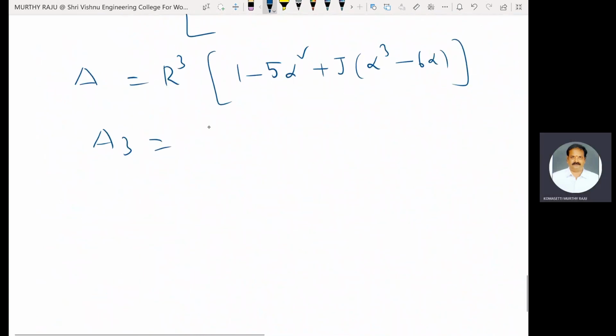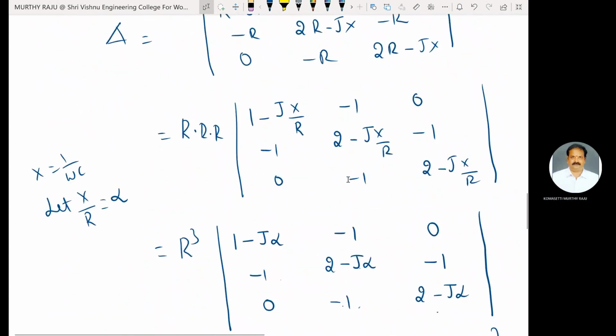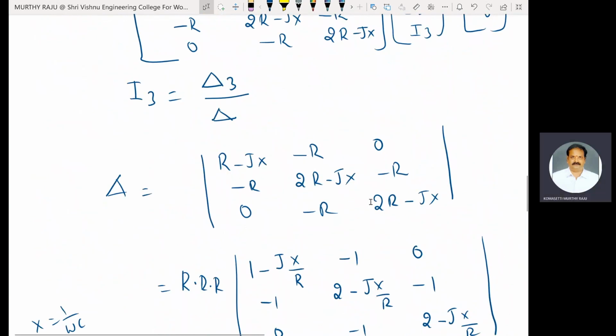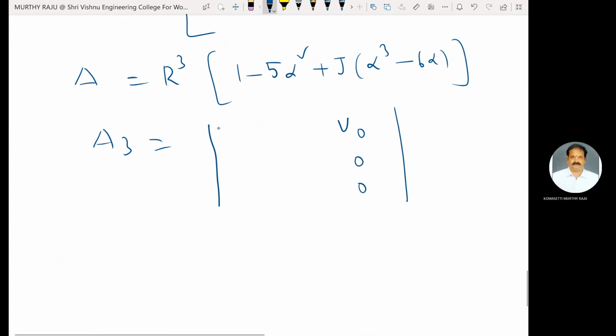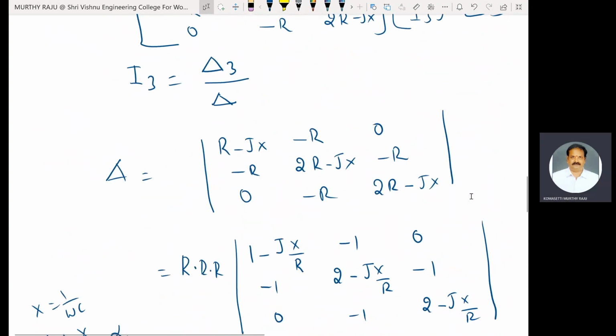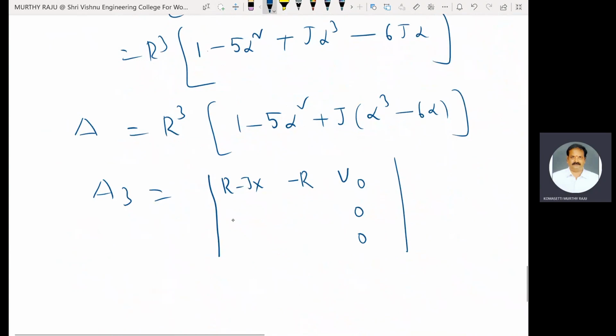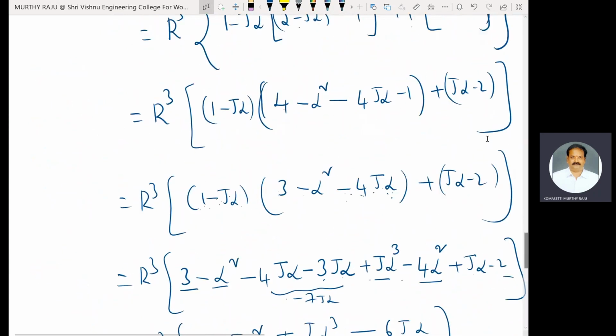Delta 3 is equal to: the last third column is replaced with V0, 0, 0, and the first two columns are equal. That means R minus jX, minus R; minus jX, minus R; the remaining second, minus R, 2R minus jX; minus R; 2R minus jX; 0 into 0; third one 0, minus R, 0, minus R.